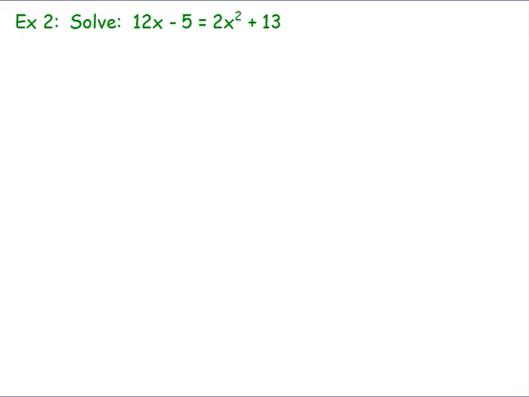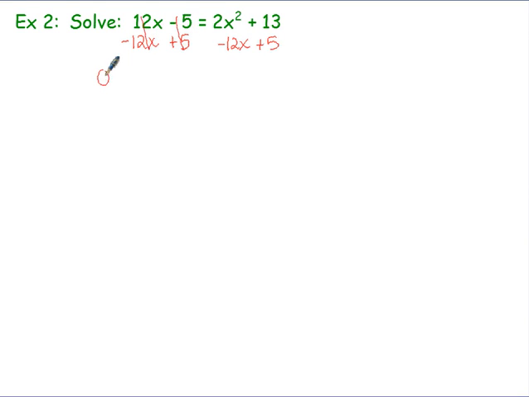We want to get the equation equal to 0. We like to keep this guy positive. So we're going to move these 2 items. I'm going to subtract 12x because that's the opposite. And I'm going to add 5 because that's the opposite. Subtract 12x. Add 5. Those are all gone.